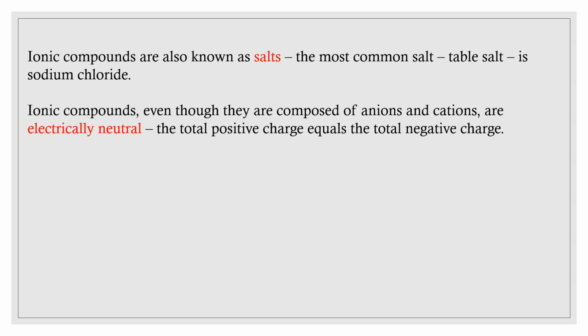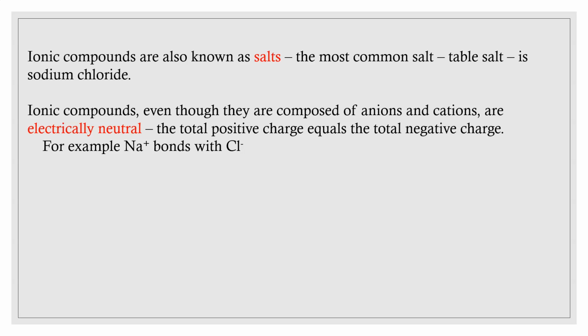Now if you think about it, a compound is supposed to be an electrically neutral substance, but ionic compounds are composed of anions and cations. So the total positive charge has to equal the total negative charge when you're creating ionic compounds. The cation and the anion's charges have to balance each other out.